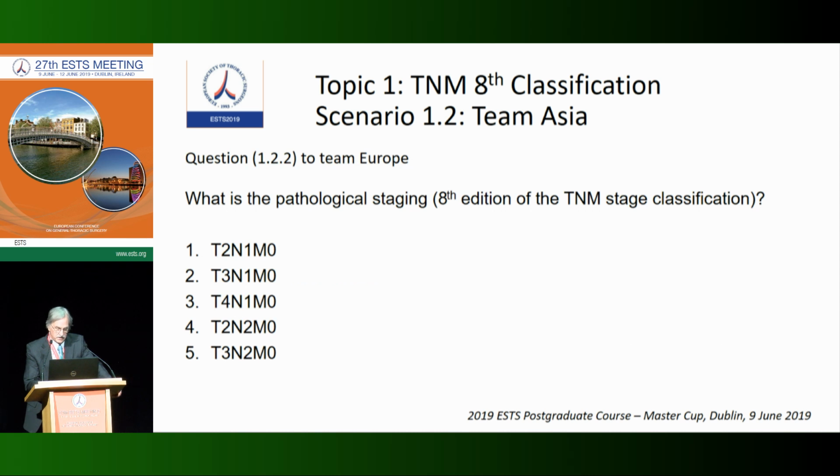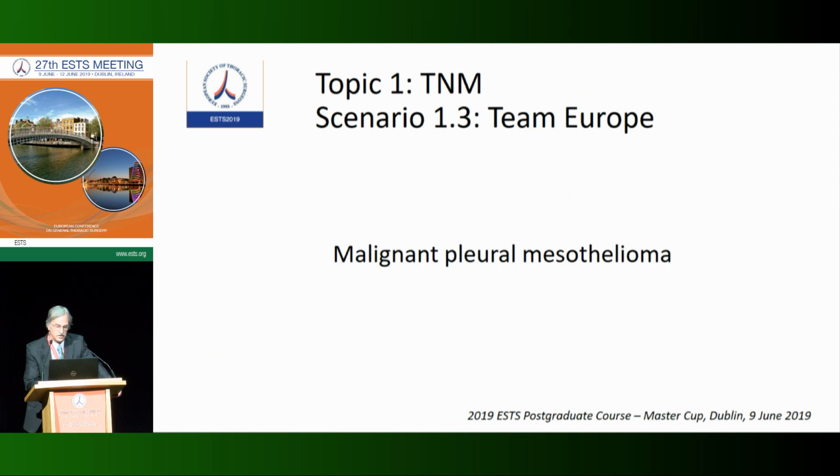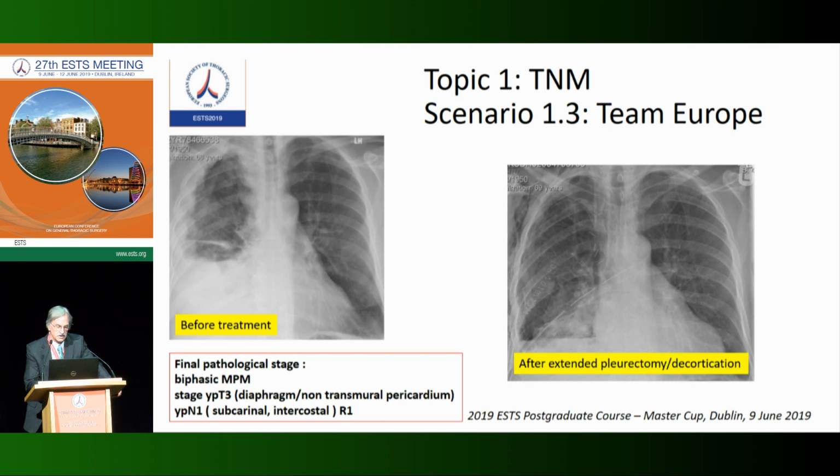And what was the pathologic stage? So this was involving lung and pericardium, T3, involving some prevascular lymph nodes, N1. And finally, the question regarding malignant pleural mesothelioma. So this patient did undergo resection, was an extended pleurectomy decortication with actually quite good lung expansion, I might note.